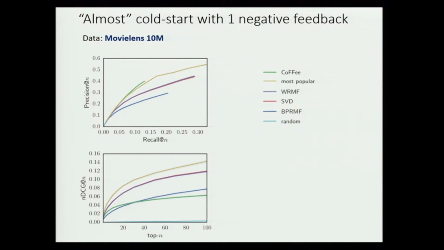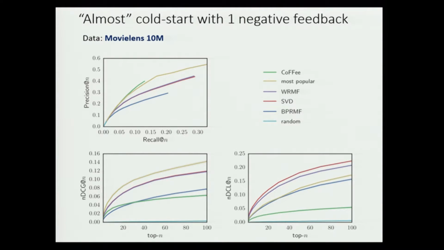And this conclusion is supported by the NDCG, where we still see that the popularity-based model is the best model, but we also see that the coffee model, which is the green line, surprisingly goes really low. However, if we look at the NDCL metric, that's cumulative loss, we see that our coffee model actually performs very good. So it avoids recommending irrelevant items.